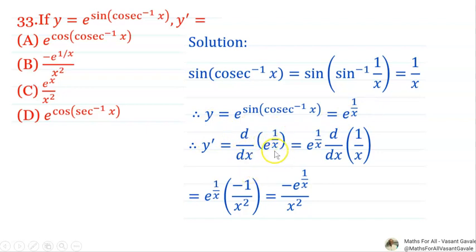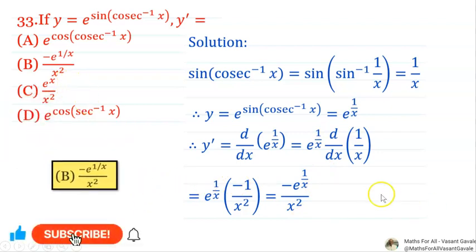The derivative of this e raised to 1 upon x is e raised to 1 upon x into ddx of 1 upon x, which is minus 1 upon x square. Therefore e raised to 1 upon x into minus 1 upon x square, and we simplify it, that is equals to minus e raised to 1 upon x divided by x square, and hence the option B is the correct one. Next question.